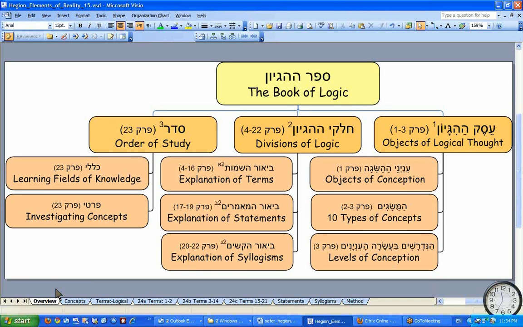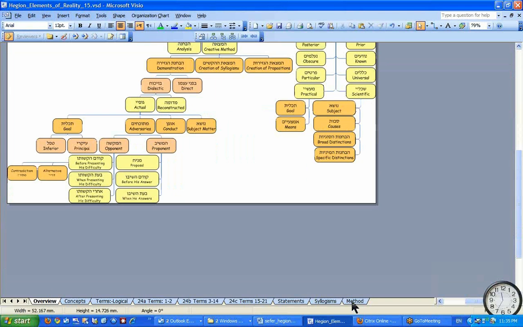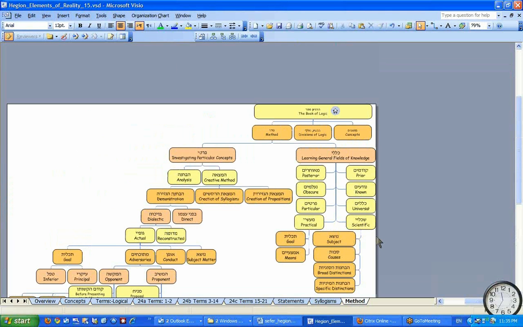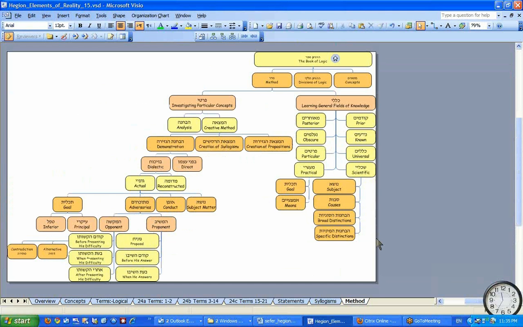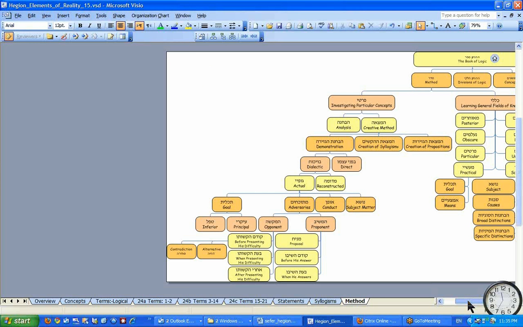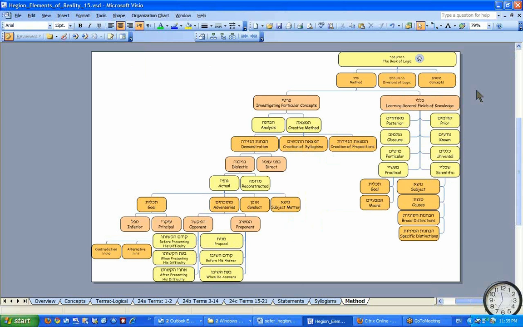Right now we're in the third part of the Sefer, and we're understanding Seder. Seder is the way that you have to approach the learning process and also the teaching process. So in the two large boxes, he has Klali and Prati. Let's just look over here and try to get a little bit of what's going on. Okay.